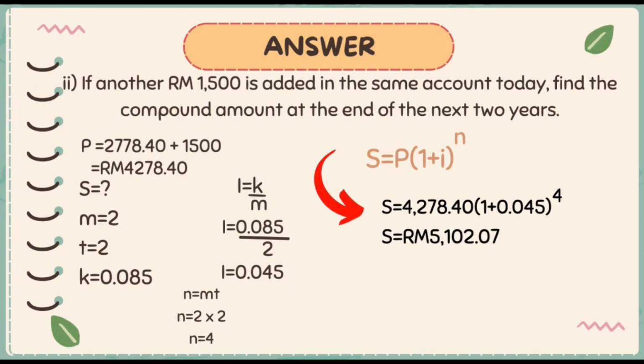For B2, we will use the same input as the previous question, but we will use S from the previous question plus 1,500 as P, and we will get 4,278 ringgit 40 cents. So when we put all the information into the formula, we will get S equals 4,278 ringgit 40 cents, open bracket, 1 plus 0.045, close bracket, powered by 4, and we can get S equals 5,102 ringgit and 7 cents.